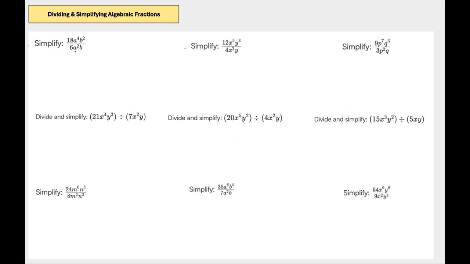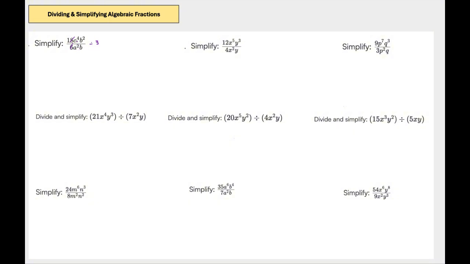Question 1, 18a to the power of 4 over 4b squared, and then we have 6a squared over b. As I always say to you, let's sort out the numbers first. This is a divide question, a fraction. How many times is 6 going into 18? Well, that's 3. So we've dealt with that now.